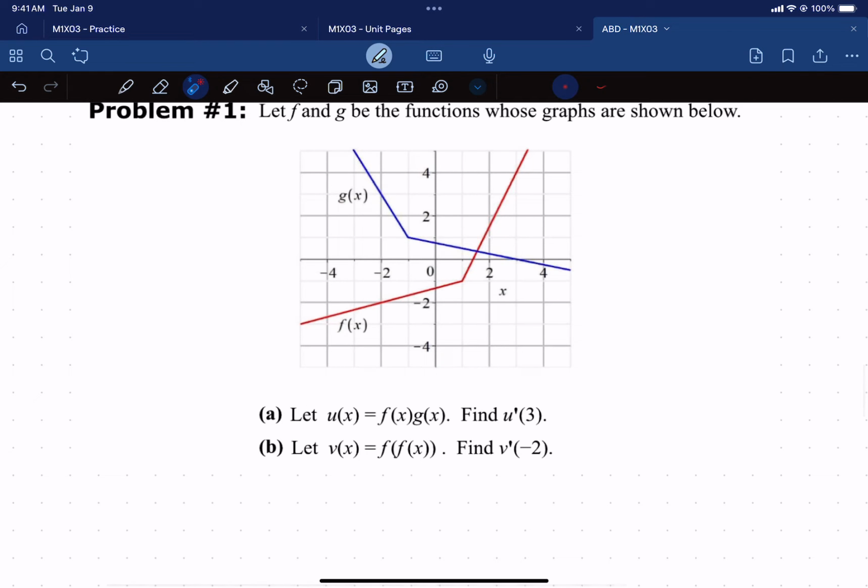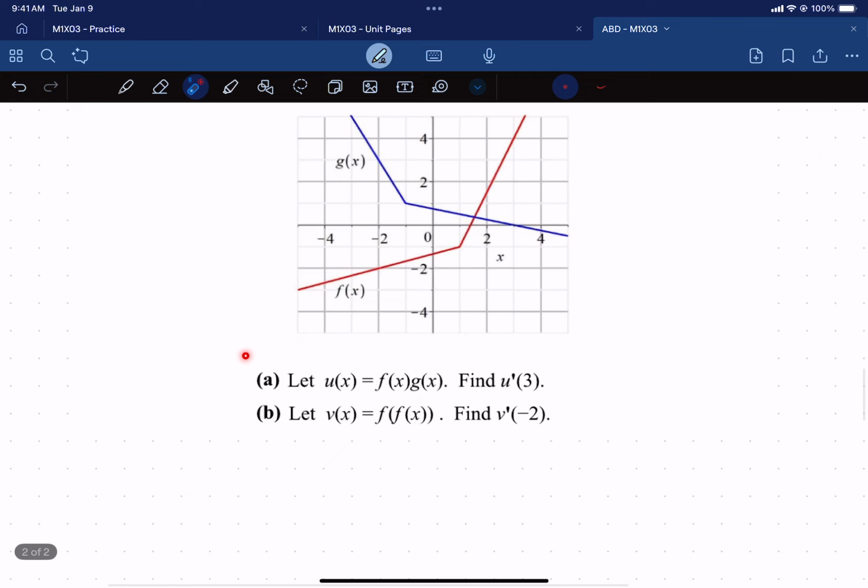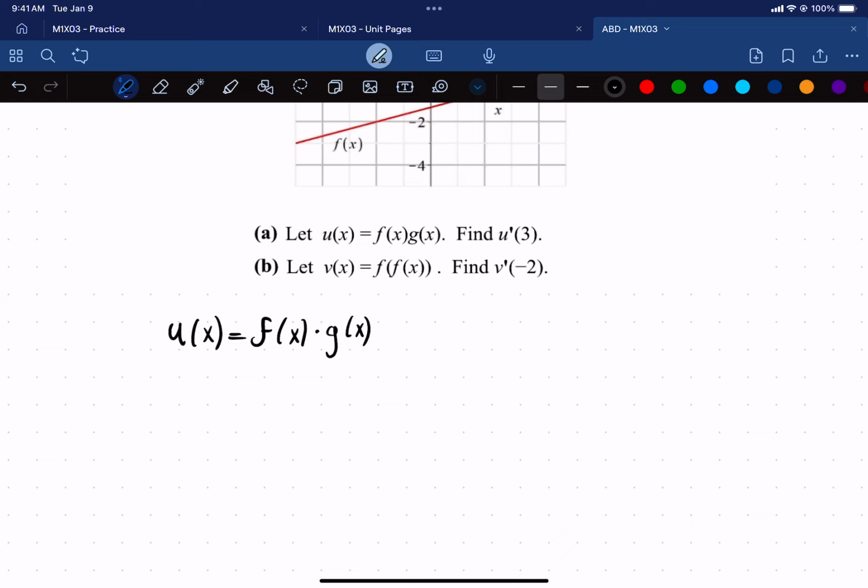Okay, so you can see that we have just a pair of linear functions. So it's saying let u be f of x times g of x, and let v of x be f of f of x. So we're given a function that's made up of two other functions. So before we do anything, let's just see what happens when we try to take its derivative.